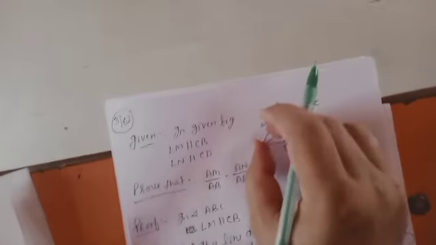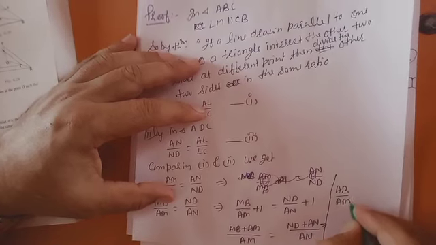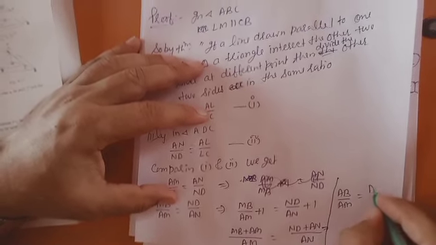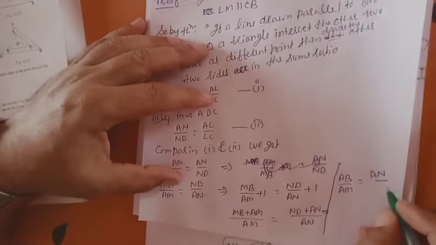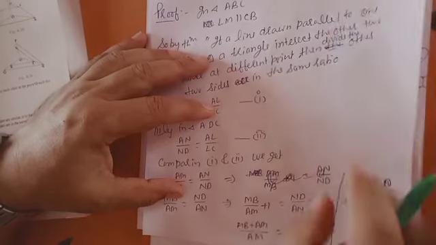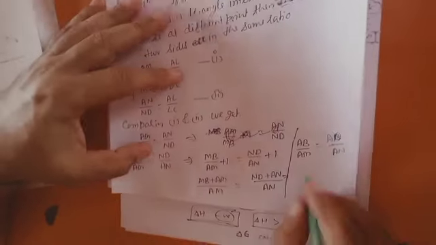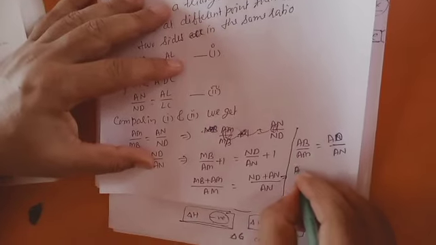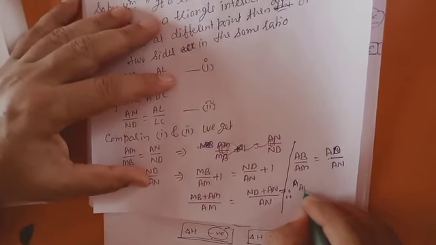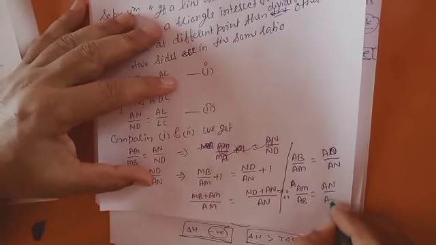After this, MB plus AM is equal to AB. This implies AB by AM is equal to ND plus AN, which is AD, by AN. Again, take the reverse of it. Therefore, you can write AM by AB is equal to AN by AD.